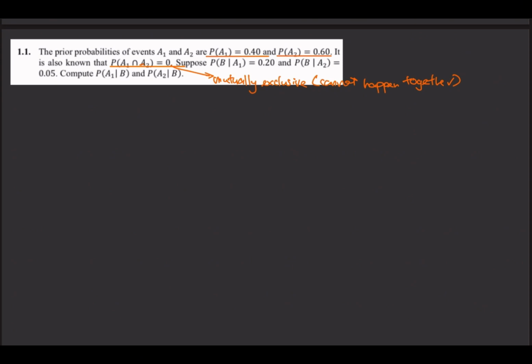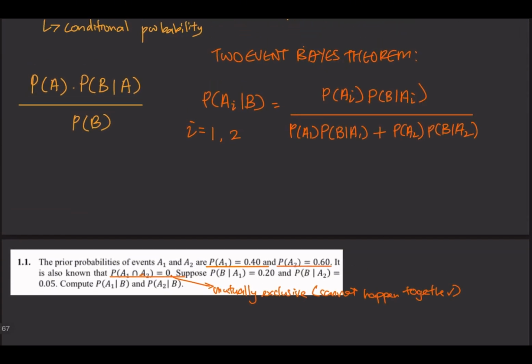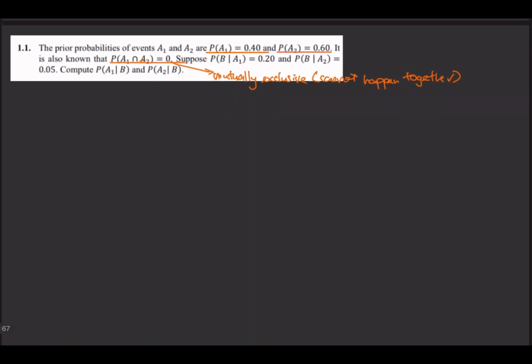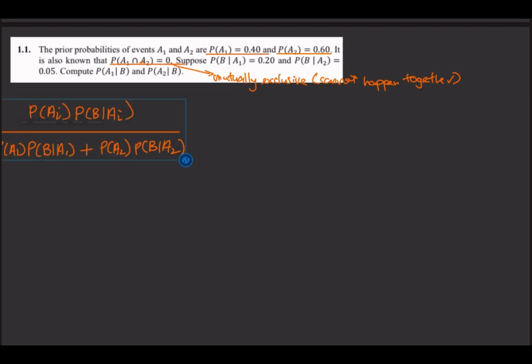Okay, now continuing, suppose that probability of B given that A1 happens is 0.2 and probability of B given that A2 happens is 0.05. Now we want to calculate the probability of A1 given B and probability of A2 given B. Now, first of all, you can input the formula. Now let me just copy the formula above and paste it here.